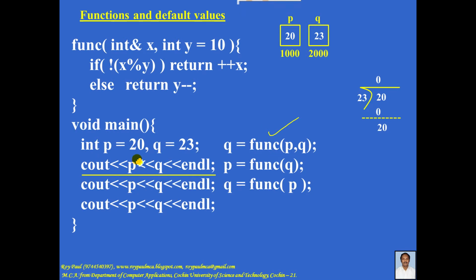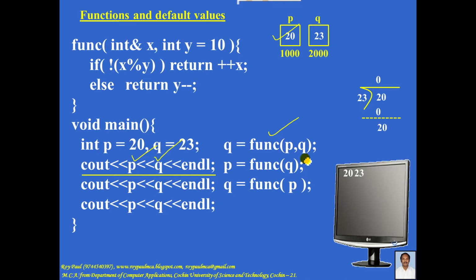Here you get the answer. Cout output operator p. P is 20, Q is 23. So in the computer's monitor you get 20 without any space. Here space is not there in the output operator. So without any space you write 23, and because of this endl, the cursor goes to next line. Now after this, control comes here.